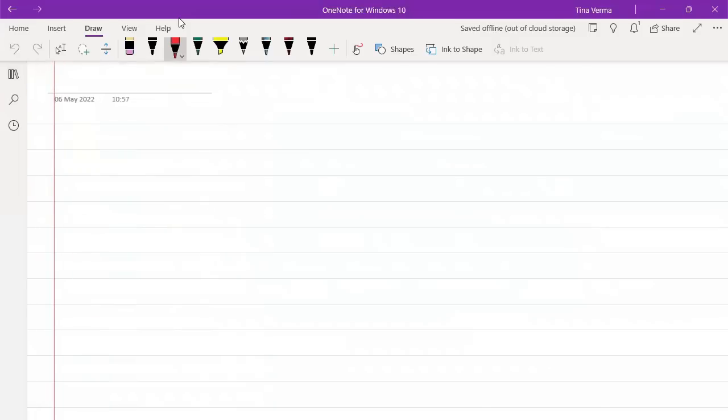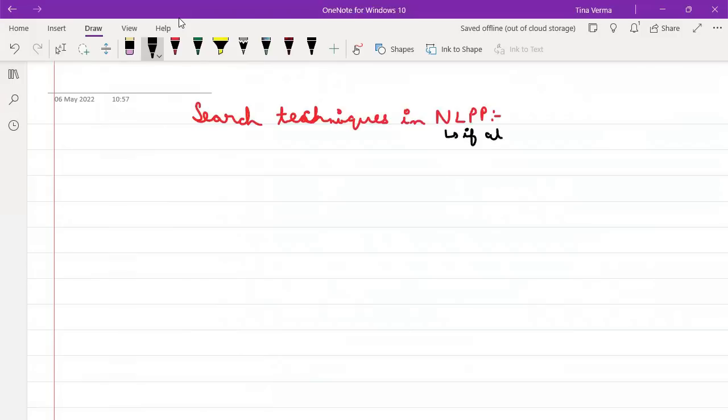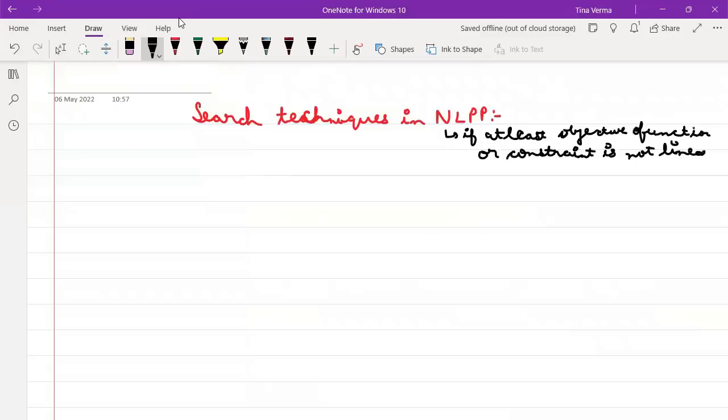That is the searching techniques, or you can say search techniques, in non-linear programming problem. Non-linear programming problem क्या होगी? If at least your objective function or constraint is not linear, then you say that is your non-linear programming problem.